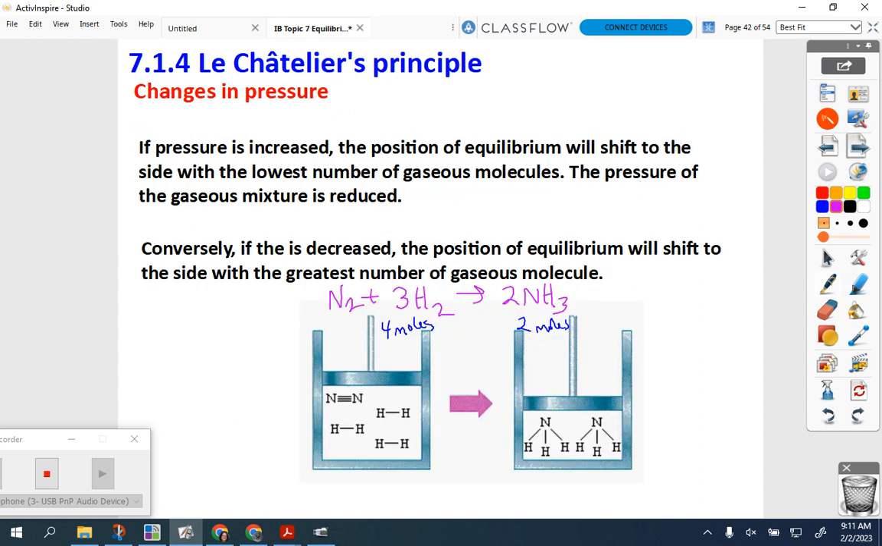So for example, in the Haber process, we start out with our reactants, nitrogen and hydrogen, and make ammonia. These are all gases. On the reactant side, we've got 4 moles of gas. On the product side, we've got 2 moles of gas. So if we increase the pressure of the reaction system, we're going to favor the forward reaction because it's going to try to make fewer moles of gas to relieve that increase in pressure. So we're always going to go towards the fewer moles if we increase pressure, more moles if we decrease pressure.